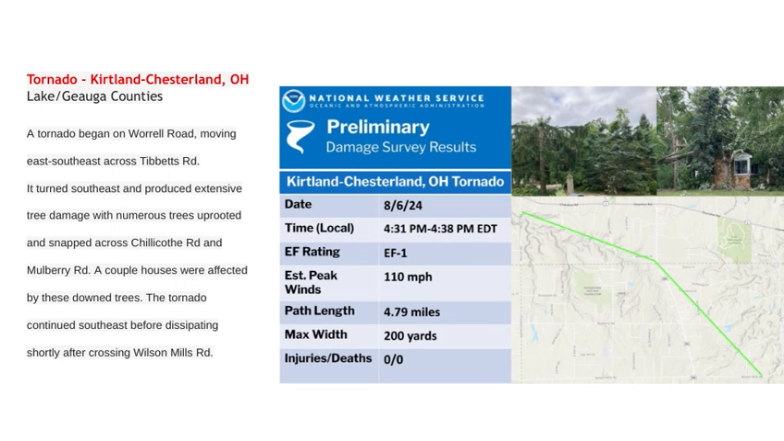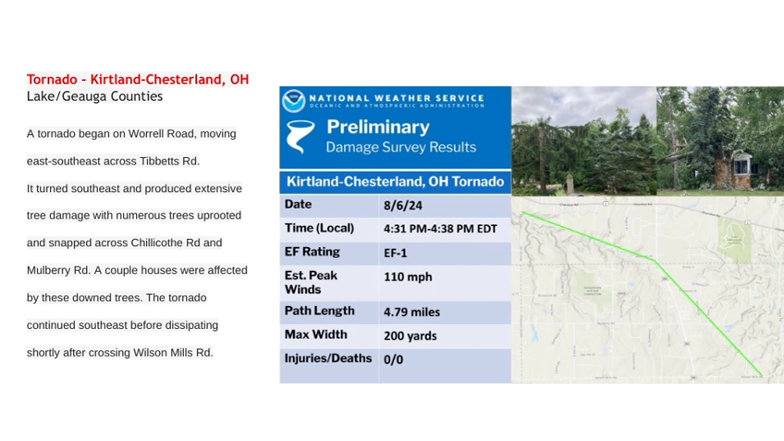And now we will go to the Kirtland, Chesterland, Ohio tornado in Lake and Geauga County. This tornado did occur from 4:41 p.m. to 4:50 p.m. It was an EF1, 110 miles per hour, 4.79 miles long, 200 yards wide, and no injuries or deaths with this one.